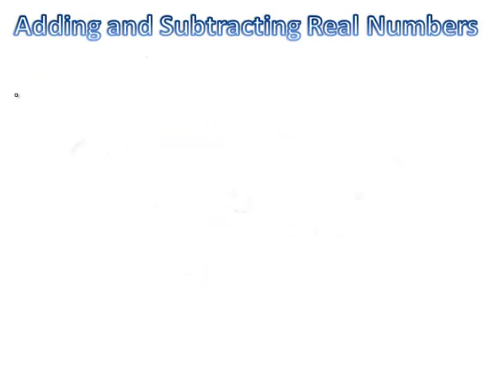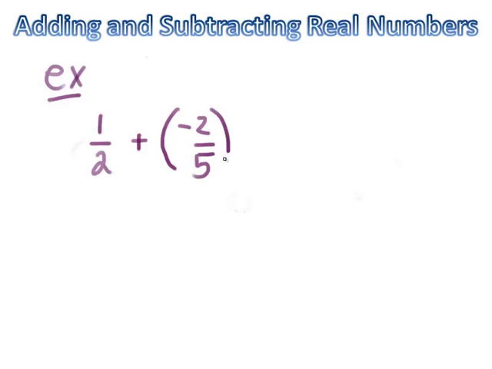Now, what if we have two fractions that we're adding? So again, let's take a look at that. Let's say we have 1/2 plus, in parentheses, -2/5. Alright, and we want to find out what that is equal to. So here we have to find what's called the least common denominator, right? The LCD.